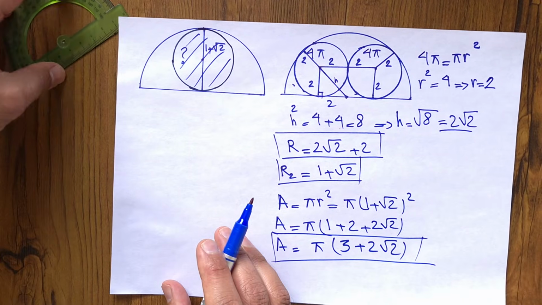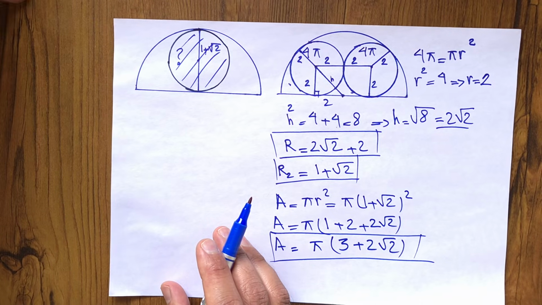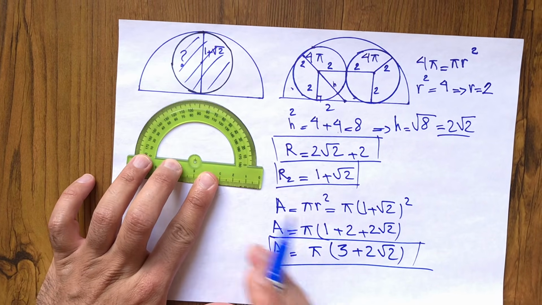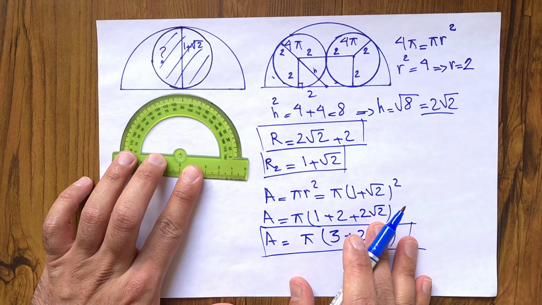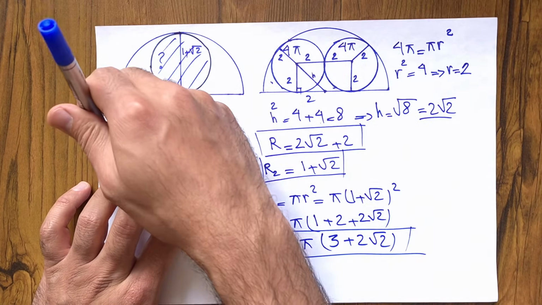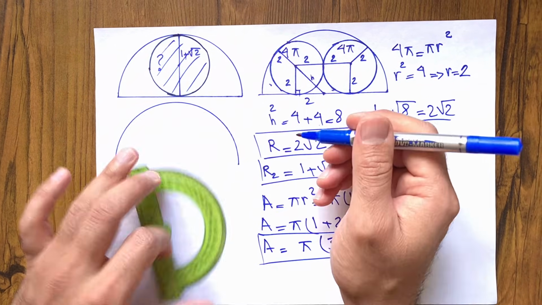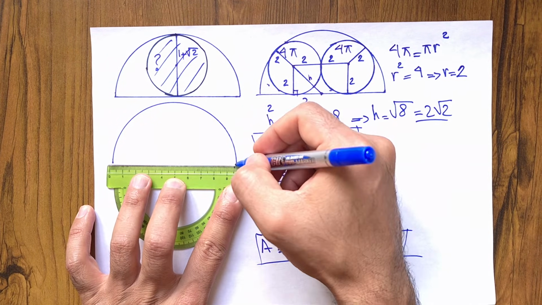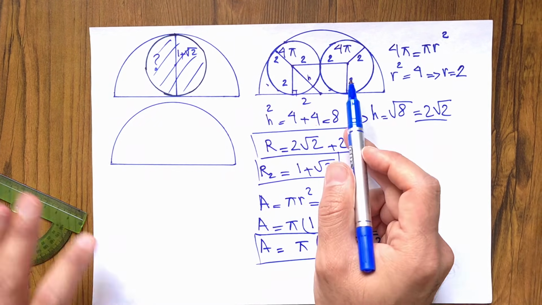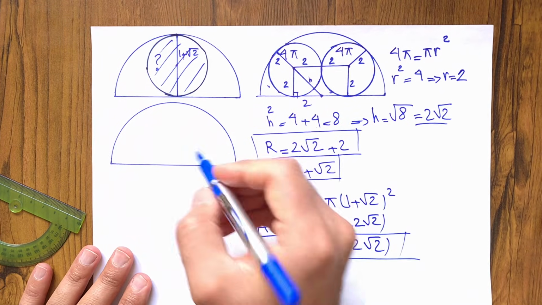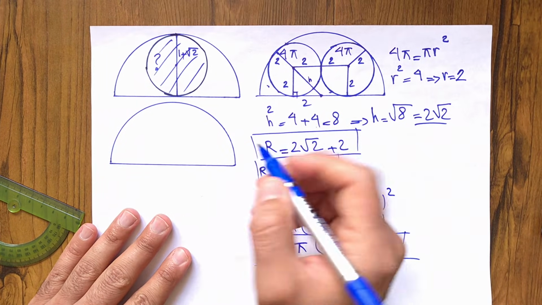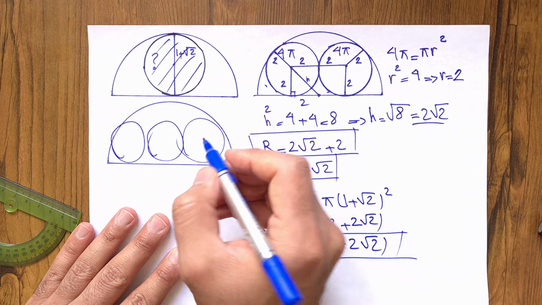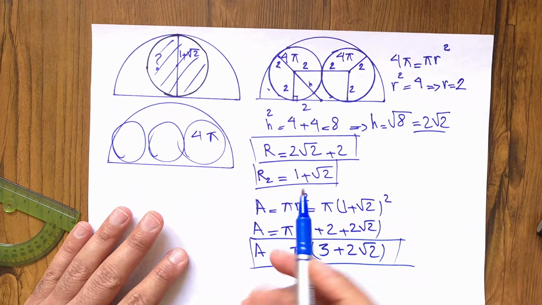But let's say we have another challenge here, so maybe one or two more challenges. Let me draw another semicircle here. Here we had 2 circles with the area of 4 pi. So let's say we had 3 circles here. So 1, 2, and 3, each with the area of 4 pi.